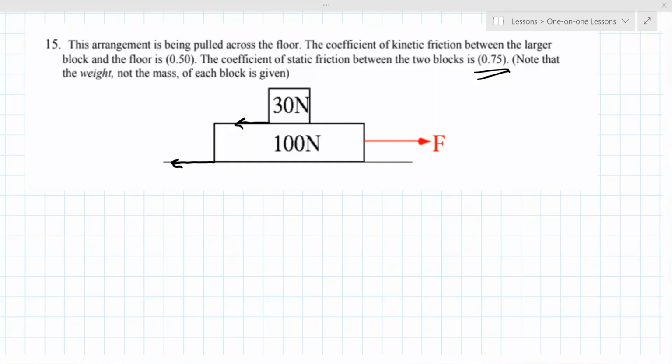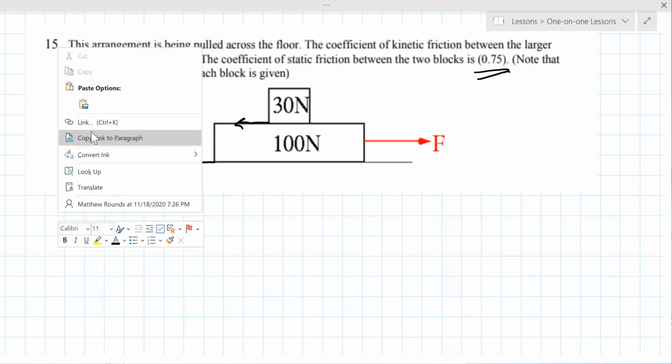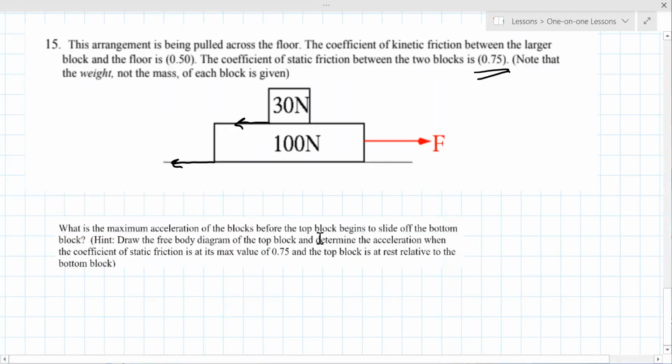It asks, what is the maximum acceleration? So at some point, this is kind of like something in your car seat. At some point, the top block is going to slide off. Is that believable? Imagine you're pulling your sister in a sled and you pull really hard. Well, she's going to fall back.